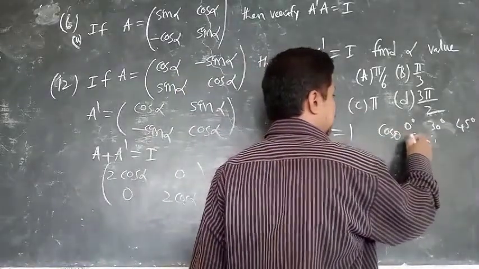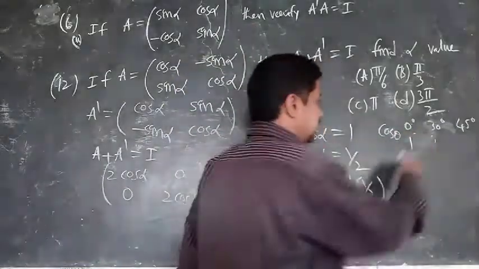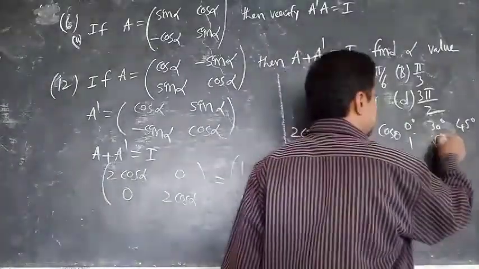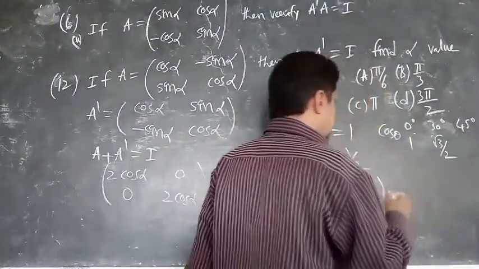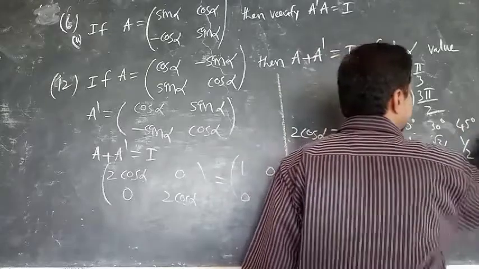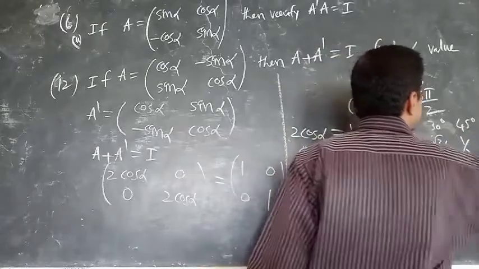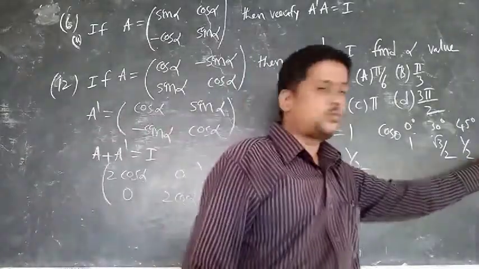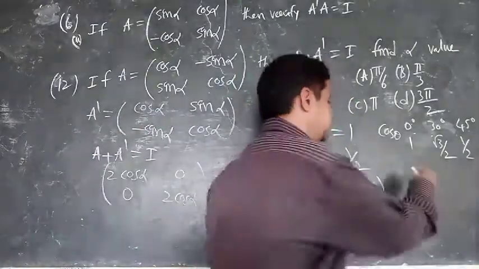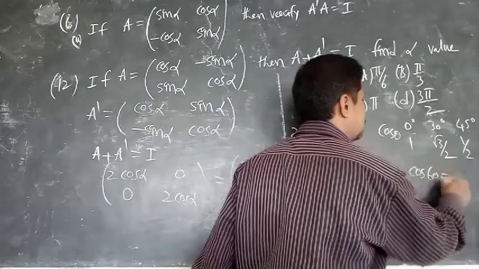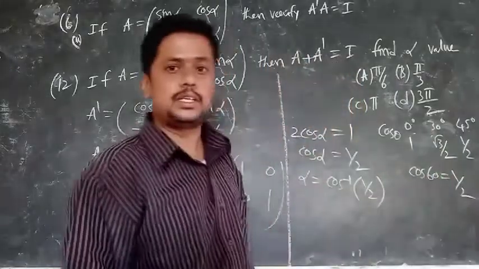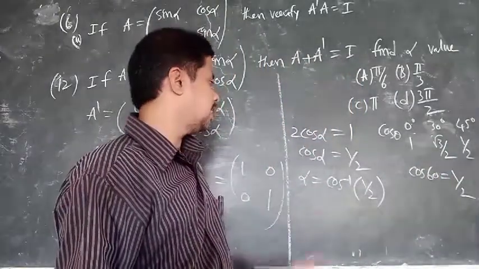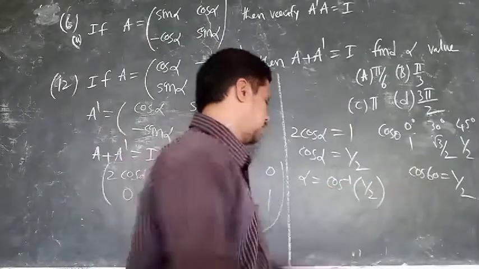Cos 0 is equal to what? Cos 0 is equal to 1. Cos 30 is root 3 by 2. Cos 45 is 1 by 2. Cos 60 is 1 by 2. This one is 0. So cos inverse of 1 by 2, 1 by 2 is there, no? Cos 60 is equal to 1 by 2. So cos inverse of 1 by 2 will become 60 degrees.